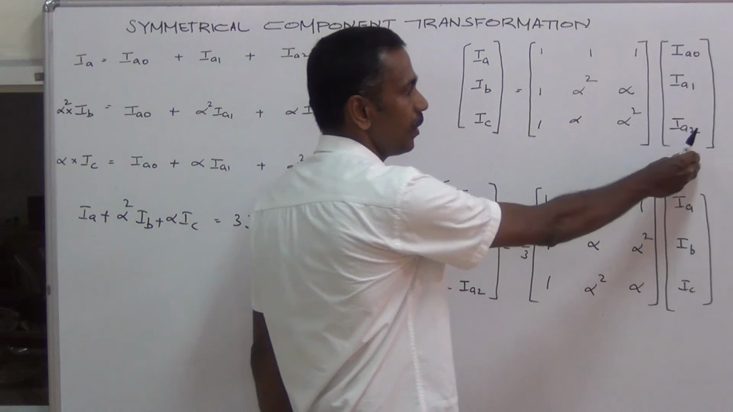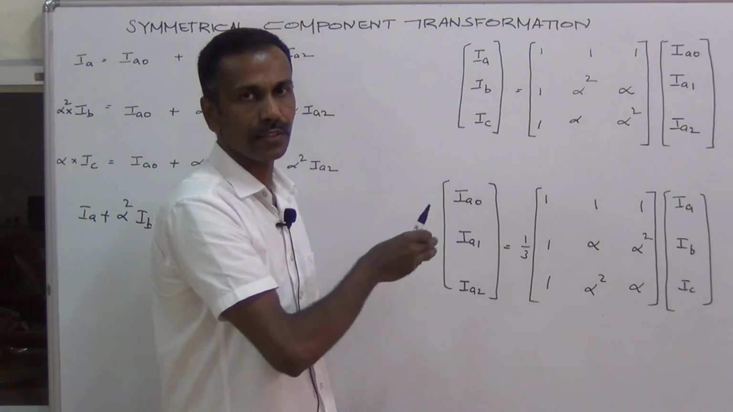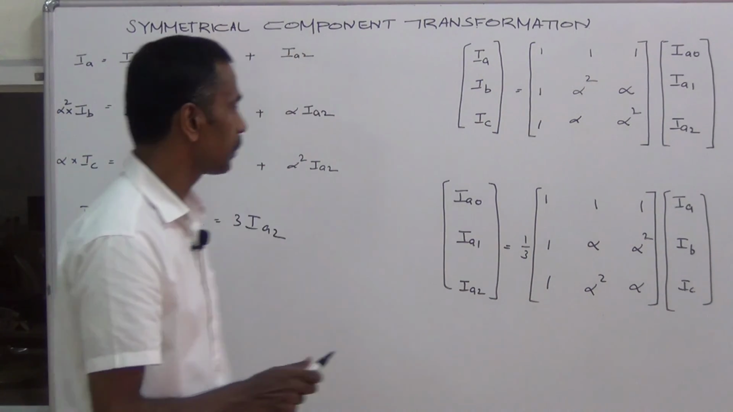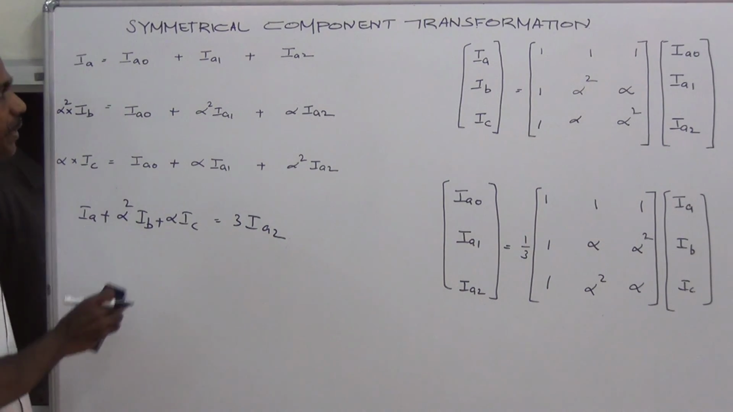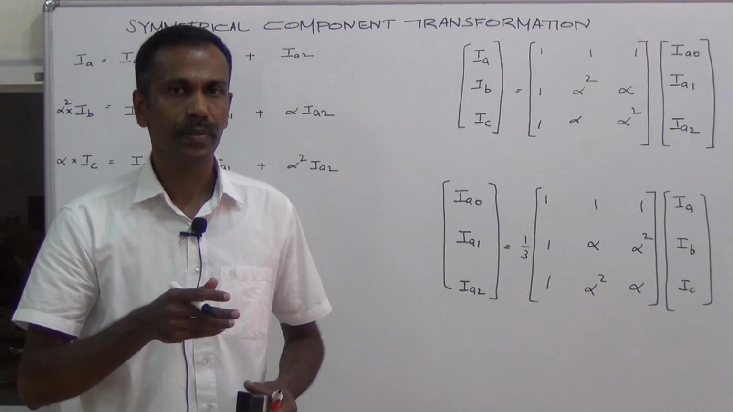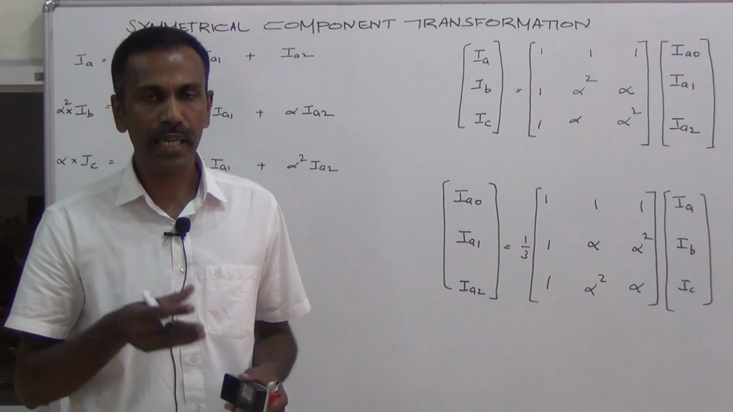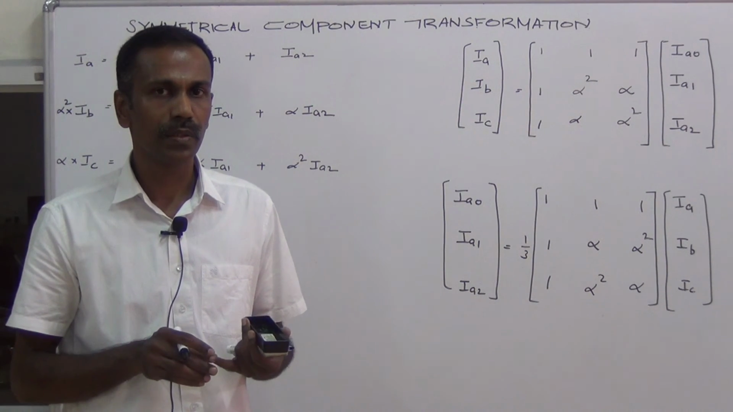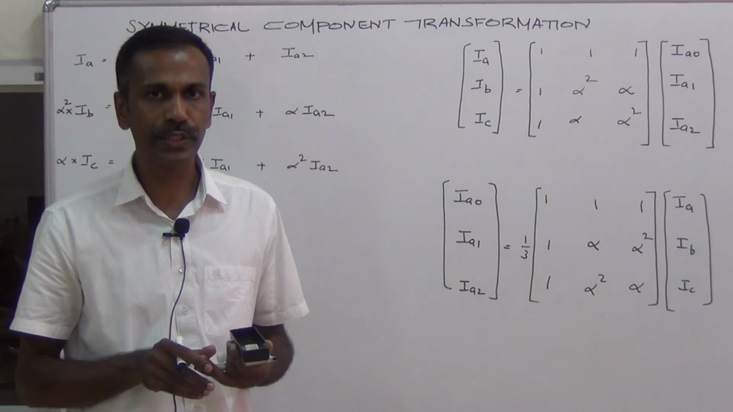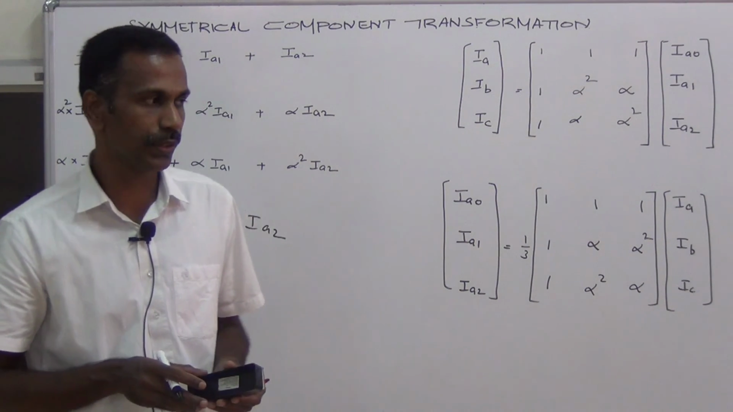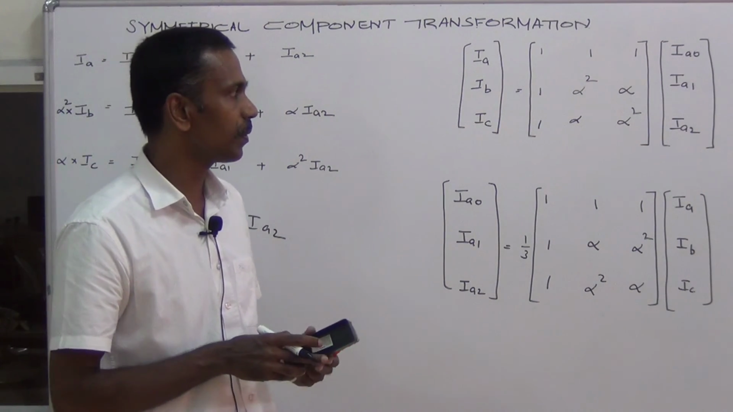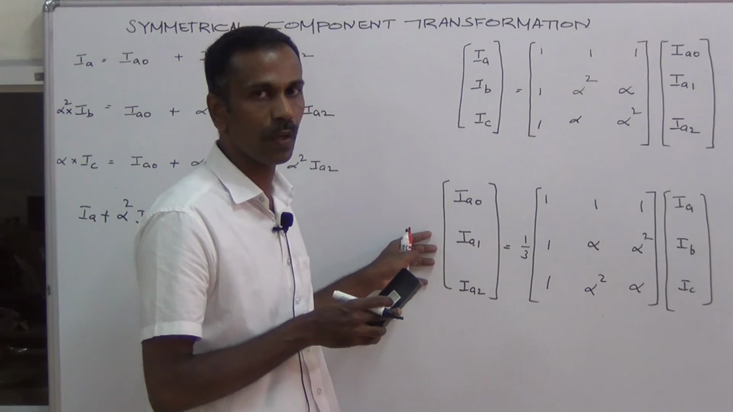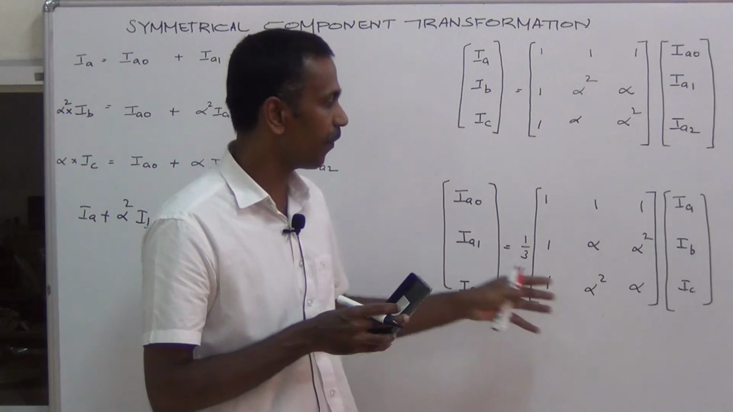So when sequence currents are given, we can find out the phase currents. When phase currents are given, we can find out the sequence currents. So the symmetrical component transformation says that any set of unbalanced vectors can be formed using 3 sets of balanced vectors. One is positive sequence, the other is negative sequence, and the third set is zero sequence. Using these 2 equations, we can find out the phase quantities if sequence quantities are given. Using this equation, we can find out the sequence quantities if phase quantities are given.